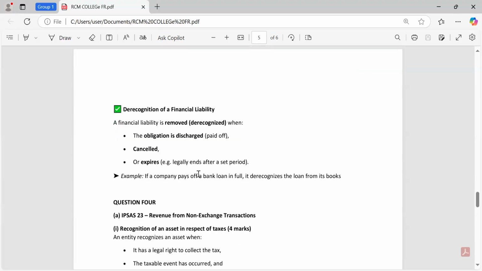Now the derecognition of a financial liability. When you are required to be paying other people, but now you have paid your entire liability, then you should be able to remove that liability from your books. A financial liability, ladies and gentlemen, is removed when the obligation is discharged, when the obligation is paid, or expires, e.g. legally ends after a set period. If a company pays off a bank loan in full, it removes the loan from its books.